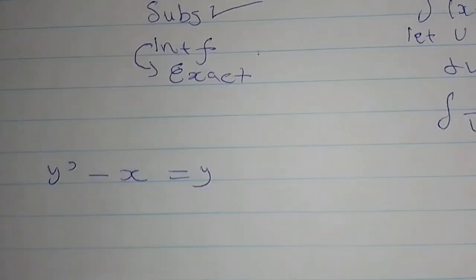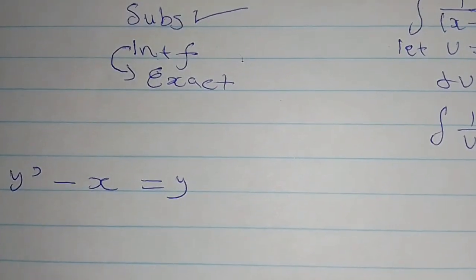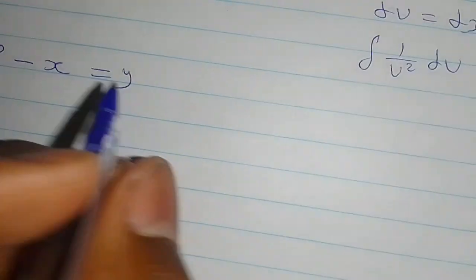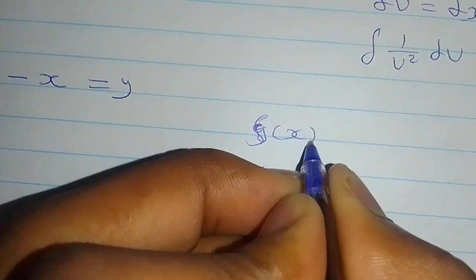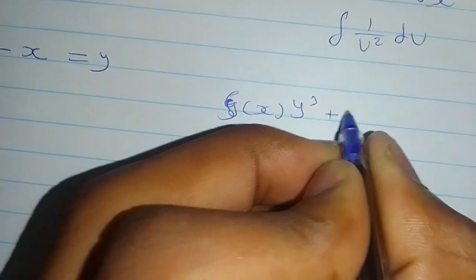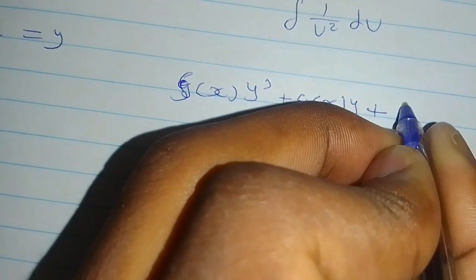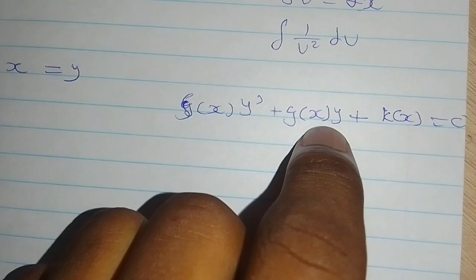So let's say we have a differential equation: y prime minus x equals y. If we have something like this, notice that this is a linear equation. The general formula for a linear equation is, since this is first order, you're going to have something like f of x times y prime plus g of x times y plus, let's say, k of x, equals 0. So you have functions of x, the derivative y prime, then y, and then k of x.